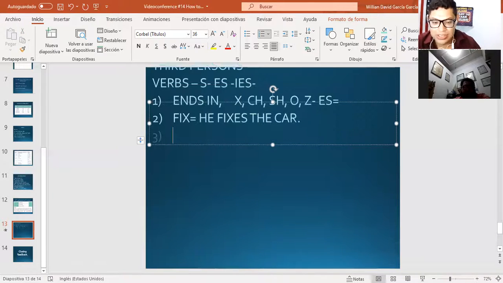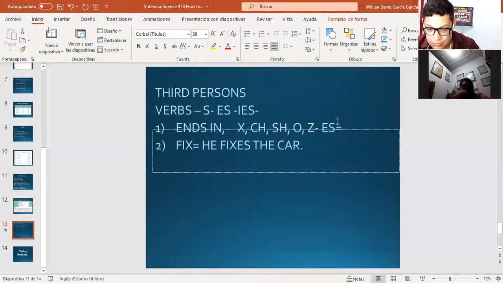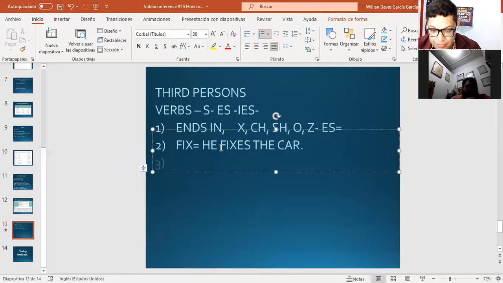Pero, teacher, una consulta, ¿se puede dejar solo como fixes the car? ¿O siempre debe de ir como el he?